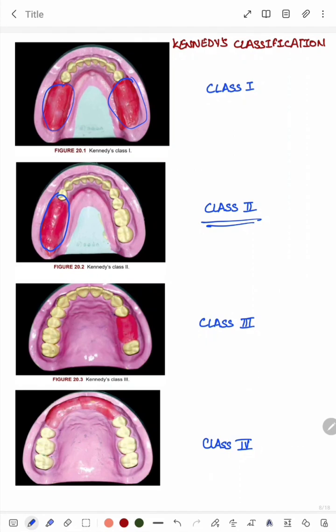Now class 3. Class 3 is a unilateral edentulous area with natural teeth both anterior and posterior to it. And the last one is class 4, which is a single bilateral edentulous area located anterior to the remaining natural teeth, crossing the midline basically.